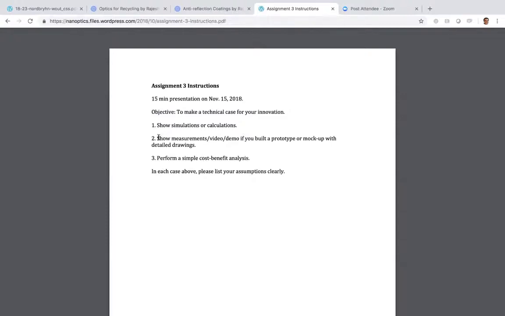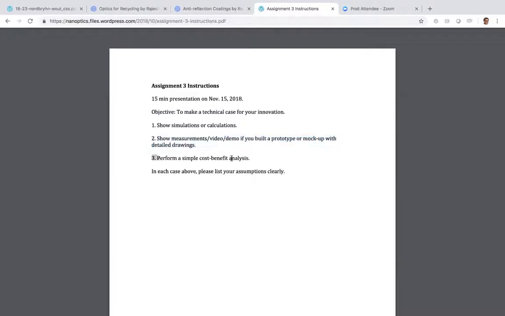The second thing is to go into some detail on what it is. What would the demo look like? If you don't build it, at least show some diagrams or detailed mock-up diagrams. I would highly recommend building a mock-up. It doesn't have to be an actual prototype. Of course, if you can build an actual prototype, that's fantastic. You don't have to, and if you can bring it to class, that's great. If you cannot, just make a video of it, or pictures, whatever.